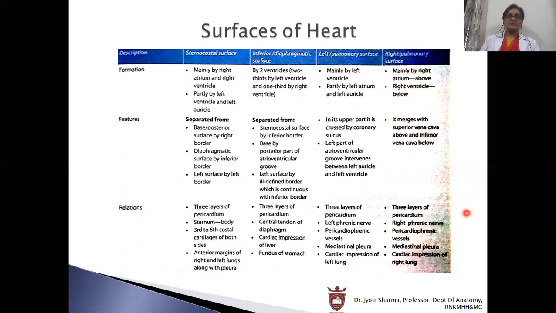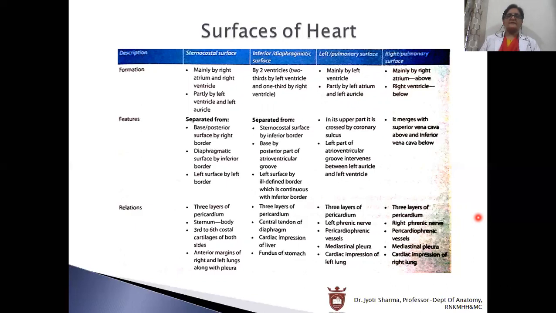When we see the features, it is separated from the base or the posterior surface by the right border, the diaphragmatic surface by the inferior border, and the left surface by the left border. When we see the relations of the surface, there are 3 layers of pericardium, the body of the sternum, 3rd to 6th costal cartilages of both sides, and anterior margins of right and left lungs along with pleura.